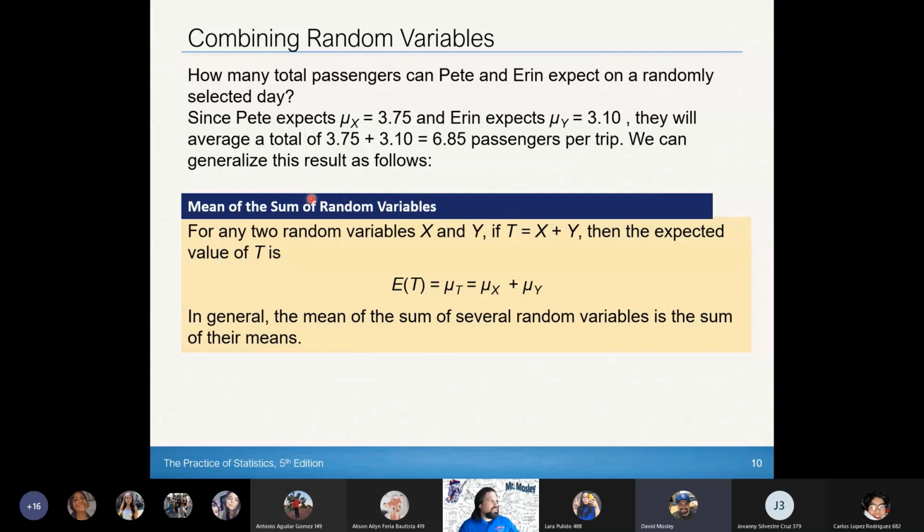All right, we can generalize this result as follows. For any two random variables, x and y, if t equals x plus y, then the expected value of t equals mu of t equals mu of x plus mu of y. The expected value of t is the mean of t, which is equal to the mean of x plus the mean of y. In general, the mean of the sum of several random variables is the sum of their means.